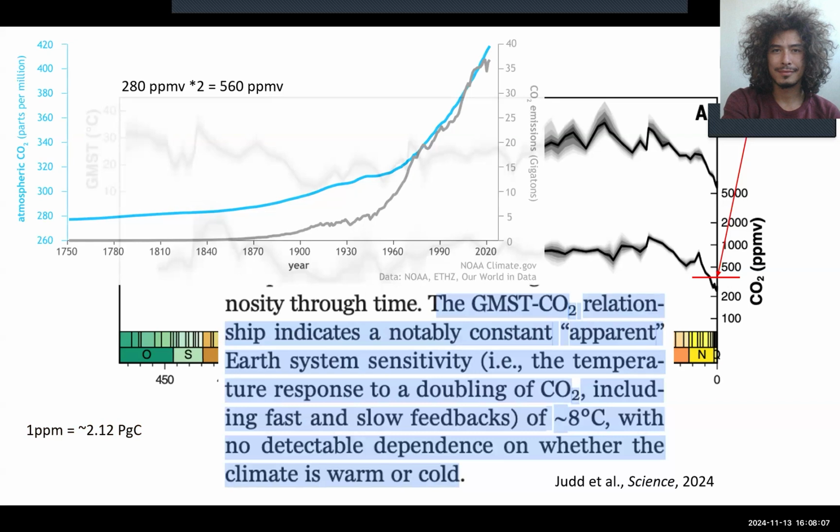In the paper that contained this figure, they estimate, based on the long-term geological relation of CO2 with temperature, that the Earth system sensitivity, that is the sensitivity of the Earth's temperature to a doubling of CO2, is around 8 degrees Celsius. This is significantly higher than currently estimated by models, which is worrying because either this is wrong or we don't include enough feedbacks in our modeling efforts.